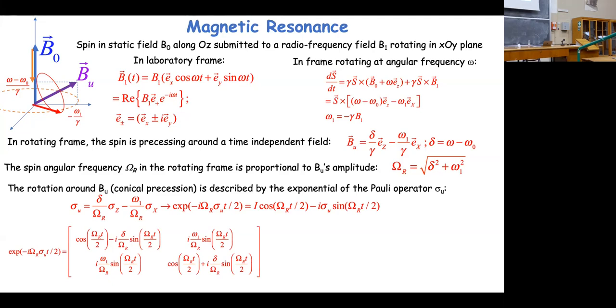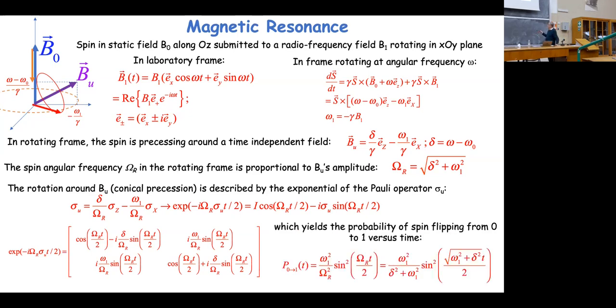You have to take the exponential of this expression. And I remind you that when you do that, you have the identity operator times cosine of omega r t over 2, and then you have minus i sigma u times sine of omega r t over 2. And when I express this, I get this 2 by 2 matrix, which is just a rotation matrix which depends upon time. The quantity which interests me is the probability to flip the spin from plus to minus, which is given by this off-diagonal element squared. The probability to go from plus to minus is given by this expression.